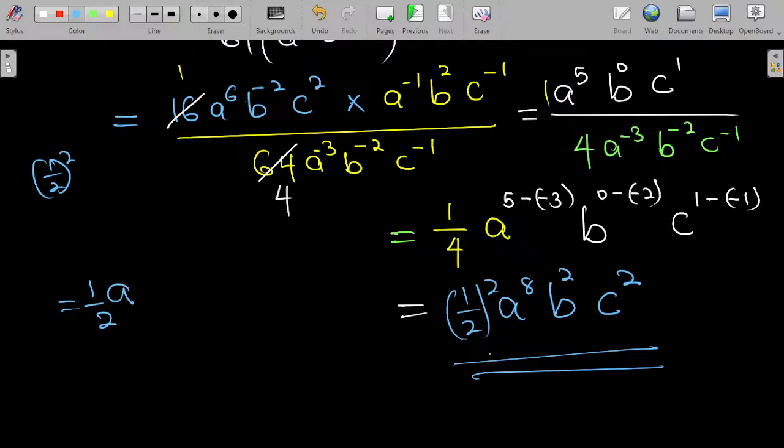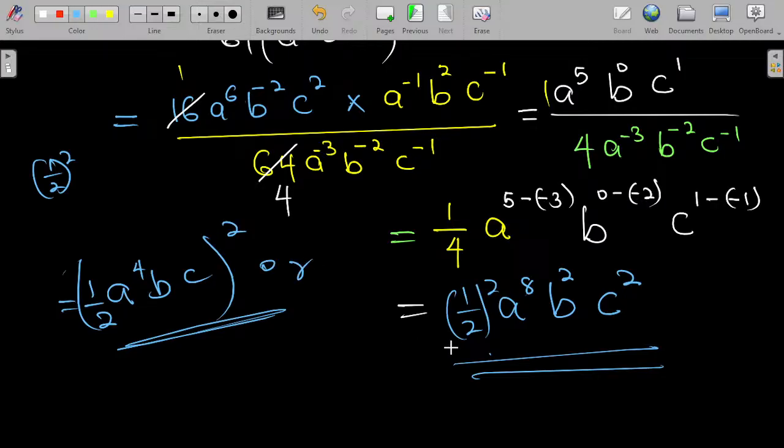If I bring out 2 here, I'm dividing by 2. It will be power 4. If I divide by 2 here, it will be power 1. If I divide by 2 here, it will be power 1. So everything here is raised to the power of 2. So either I write it this way or I write it this way.